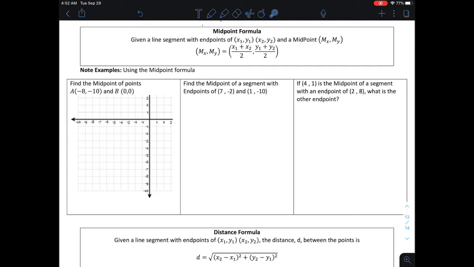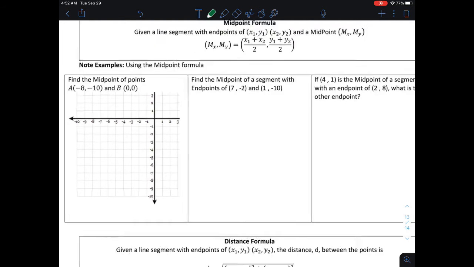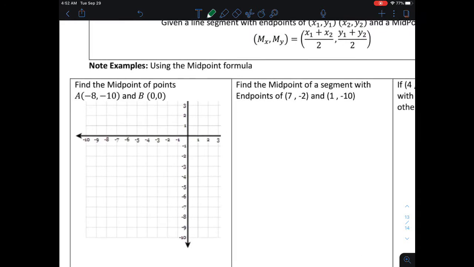And we're going to start off doing this graphically, and you'll see how this midpoint formula works. So I want to find the midpoint of a line segment that has the endpoints of -8, -10, and 0, 0. All right, so I'm going to put point B here at 0, 0. And point A is at -8, -10, and so that's going to be right here.